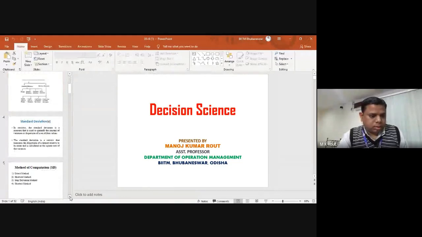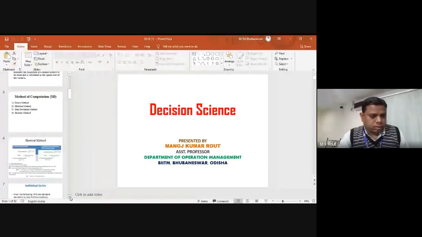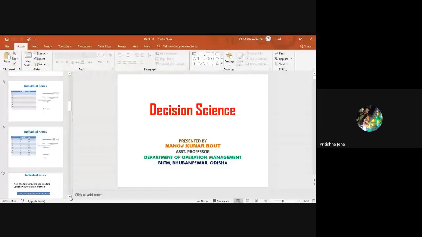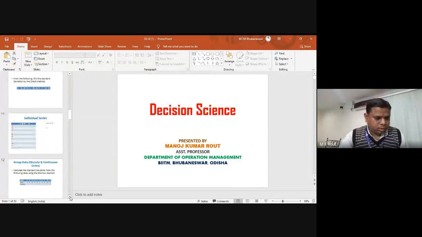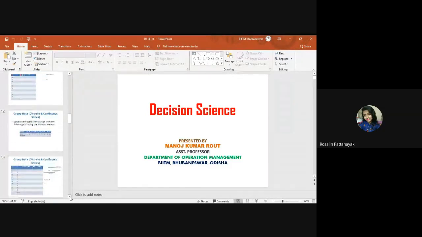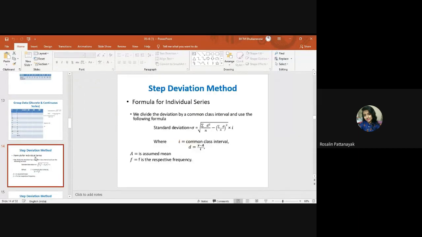Which method did we finish in case of standard deviation? Shortcut method. Okay. So today we are going to discuss the step deviation method. Before starting the step deviation method, just note down the formula.